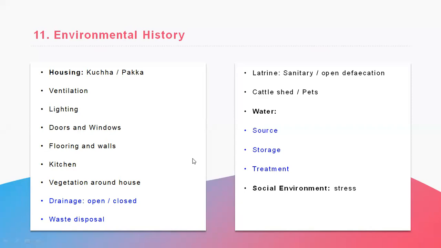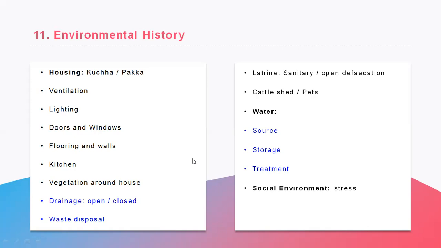Then in the house, whether they are having pets or not, whether there are cattle or animals, and whether that shade is available or not, that also you need to ask. Regarding the water, what is the source of the water, how they are storing the water, and what kind of treatment is given to the water, that at least you should ask.